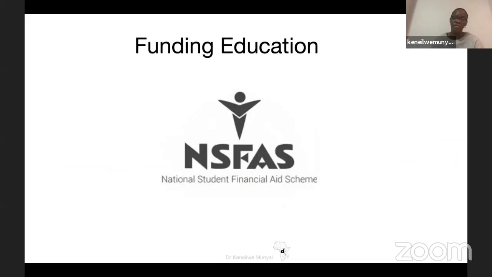The other key thing, which I don't know if it's the same in your country as well, is funding for education. That was a big thing in 2015. Students took to the streets and protested against the very inaccessible higher education in South Africa. And the protests resulted in a lot of changes and rethinking of education in general.